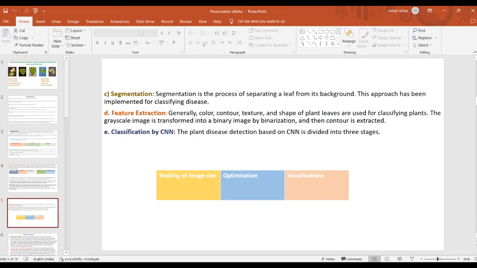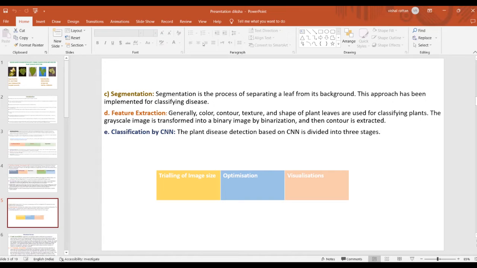And then we have segmentation. The process of separating a leaf from its background is done in segmentation. And feature extraction: generally color, contour, texture, and the shape of plant leaves are used for classifying plants. The grayscale image is transformed into a binary image by binarization, and then a contour is extracted.